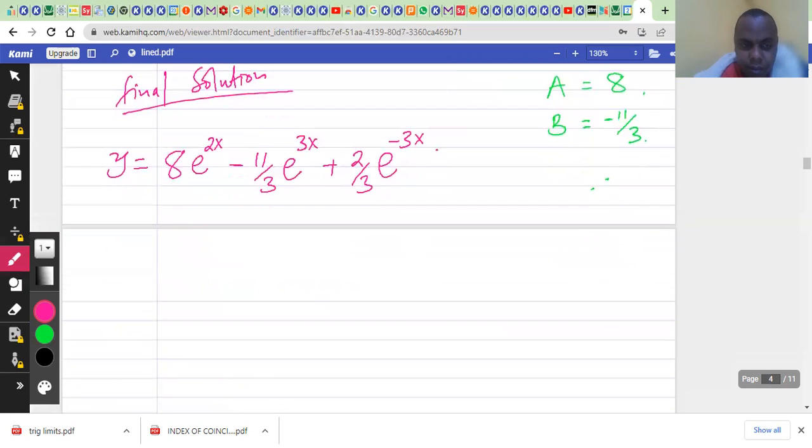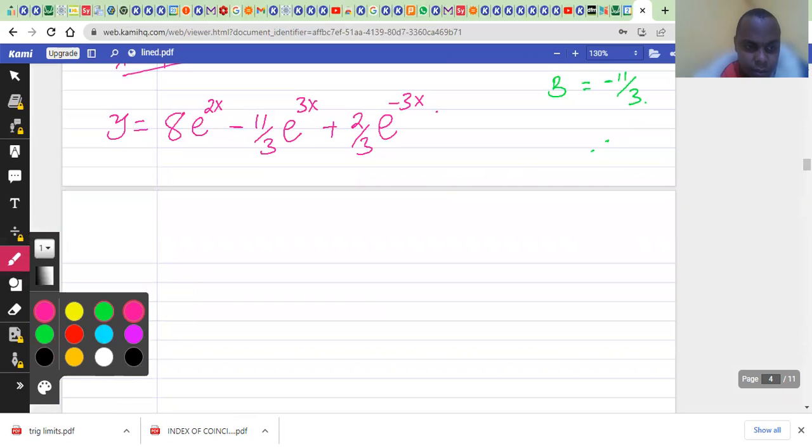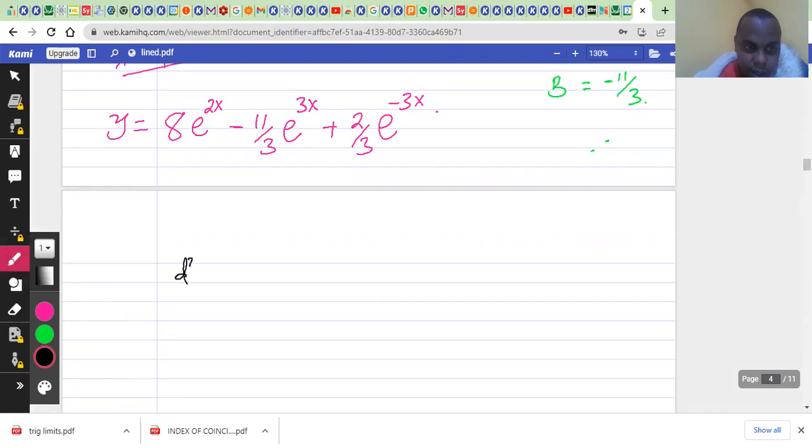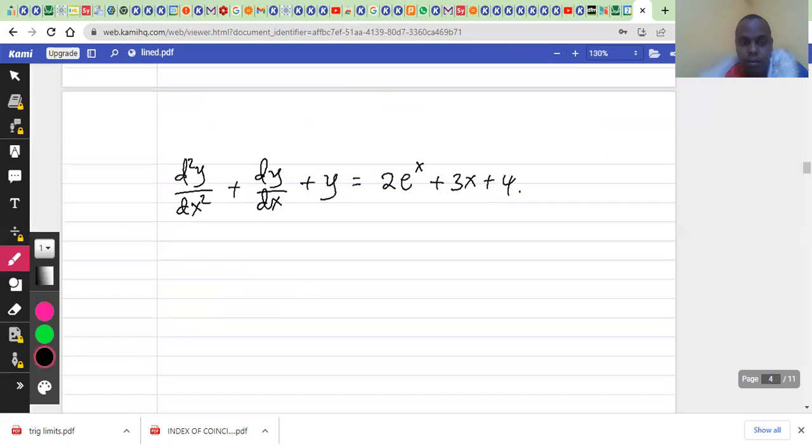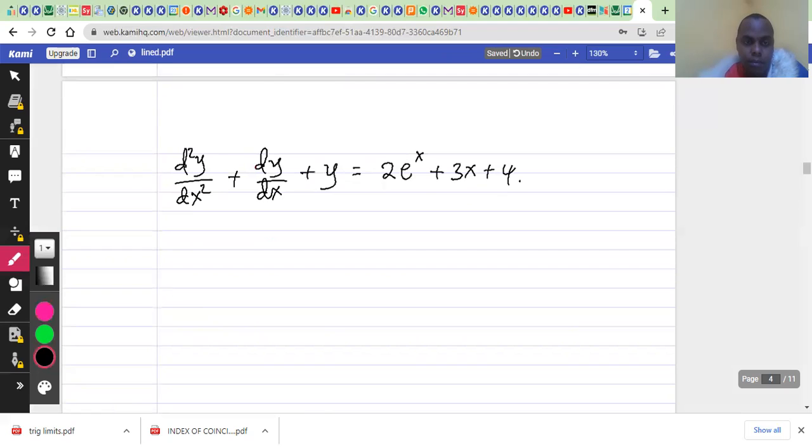This one is interesting. So the next one we got: second derivative plus the first derivative plus y equals 2e^x plus 3x plus 4. Okay. Interesting. Yeah.